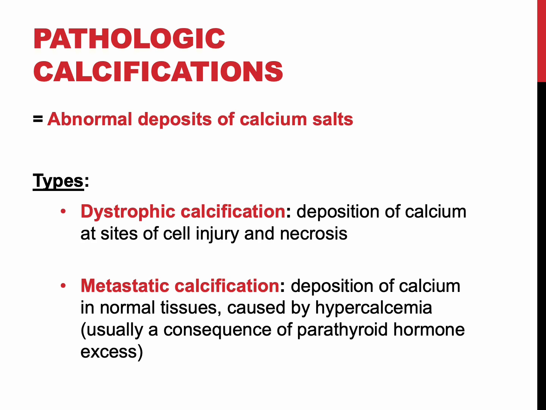The more concerning type of calcification is typically metastatic calcification, where we do see deposition of calcium in normal tissue, and this is often due to hypercalcemia, which is often a consequence of excessive parathyroid hormone release.